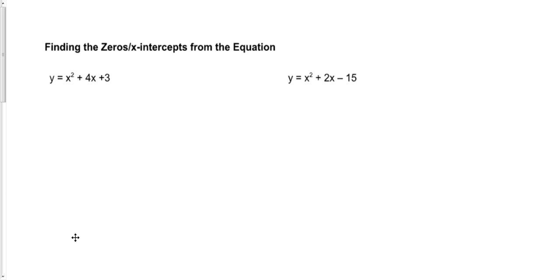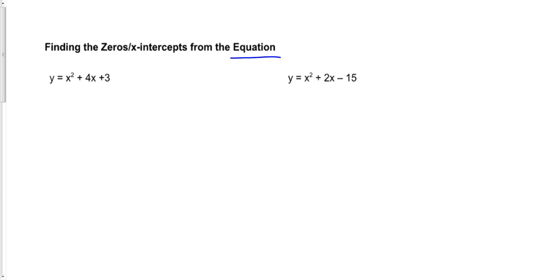Now we're going to look at how to figure out where the x-intercepts or the zeros are for a particular quadratic equation, based just on the equation itself. In order to do that, we need to factor the quadratic equation from standard form into what we're going to call factored form or intercept form. And we've done this before. We did this when we were factoring. In fact, you did it without even really knowing.